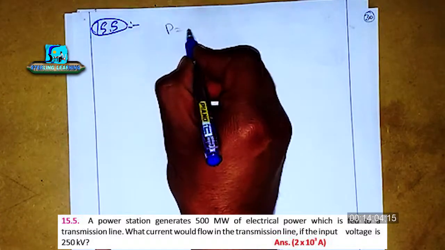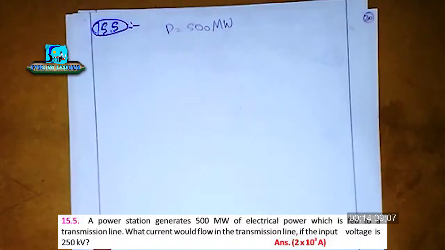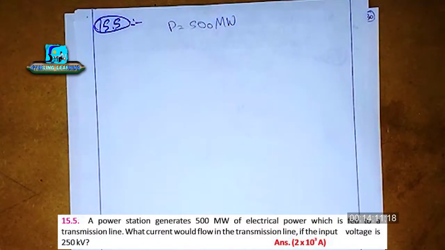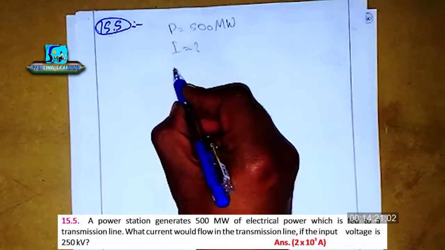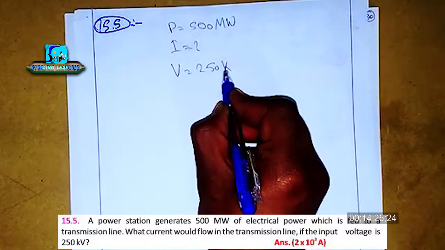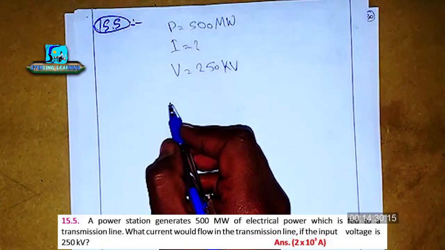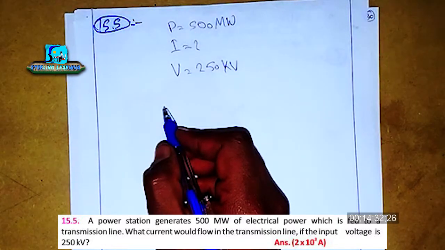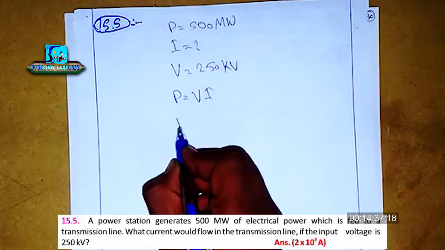So power is 500 megawatt, which is fed to a transmission line. What current would flow in the transmission line, if the input, what current would flow, I we need to find, and V is 250 kilovolt. So we know the power formula when voltage and current is discussed, which is P is equal to VI. So we need to find I.